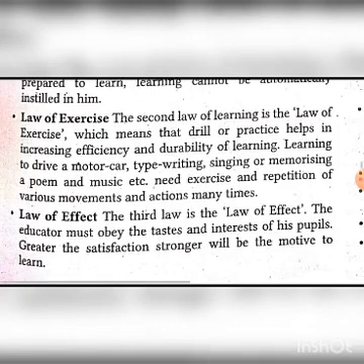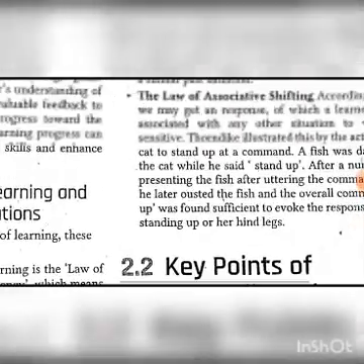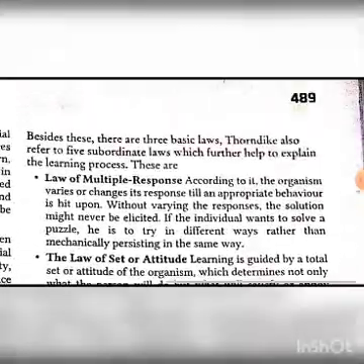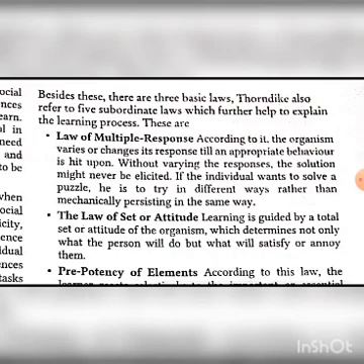The third one is law of effect. The third law is the law of effect. The educator must obey the tastes and interest of his pupils. Greater the satisfaction, stronger will be the motive to learn. Now we'll see, besides this, there are three basic laws. Thorndike also referred to five subordinate laws which further help to explain the learning process.